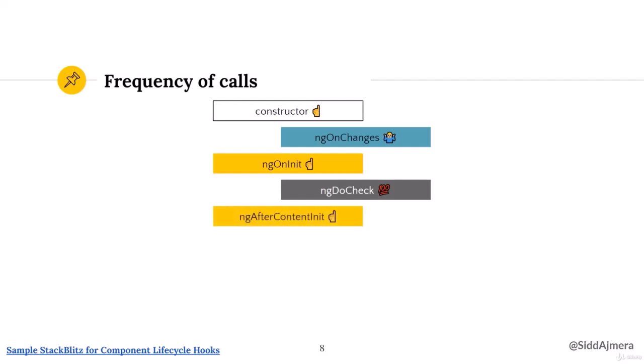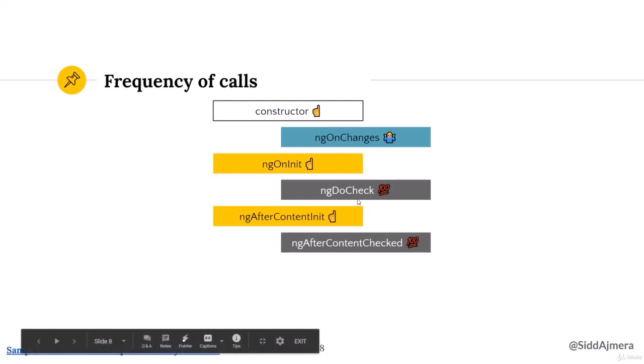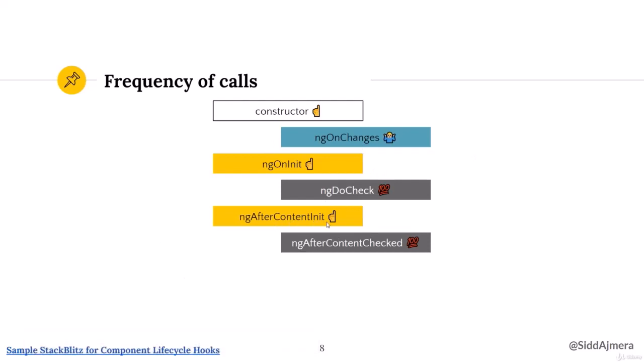Then we have ngAfterContentInit that gets called only once, right after the first ngDoCheck and after Angular has finished projecting content onto a component. Next up, we have ngAfterContentChecked, which again gets called every time Angular runs change detection. But if you see the sequence, it runs after ngDoCheck and ngAfterContentInit. But again, every time Angular runs change detection, so it will get called again and again, that too quite frequently.